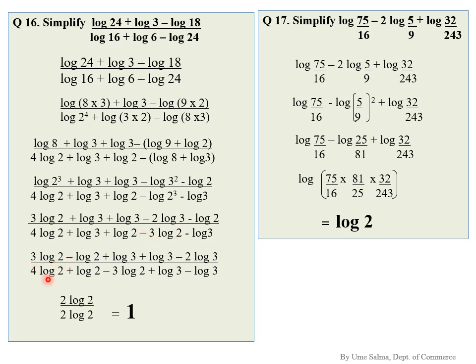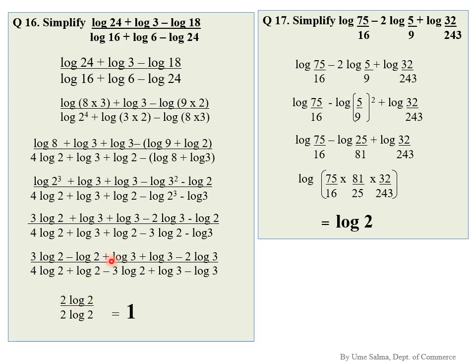So all these three terms have log 2 as common. So take it together: the remaining plus log 3 minus log 3. When you solve this, you can see here 3 log 2 minus log 2. That means 3 minus 1 here, because you have the invisible number 1 always accompanying a logarithm. So 3 minus 1 will give you 2 log 2.